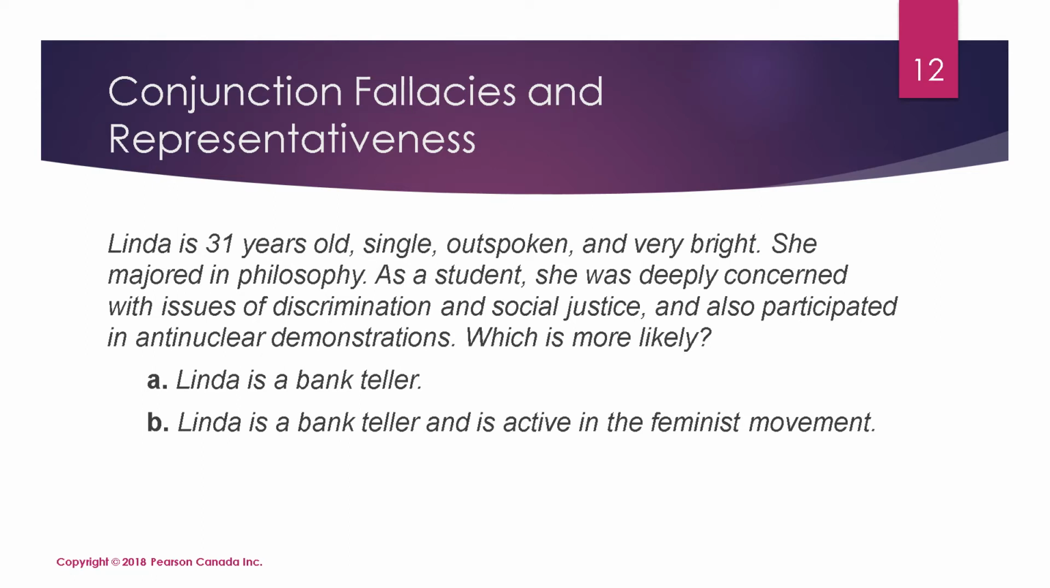First we're going to talk about conjunction fallacies and representativeness. I'm going to define those in a minute for you, but first I want you to read this example and consider the following question. Linda is 31 years old, single, outspoken, and very bright. She majored in philosophy. As a student, she was deeply concerned with issues of discrimination and social justice, and also participated in anti-nuclear demonstrations. Which is more likely? A, that she is a bank teller, or B, that she is a bank teller and is active in the feminist movement? I'll give you a second to consider that question.